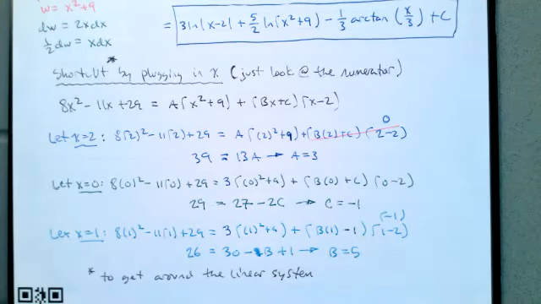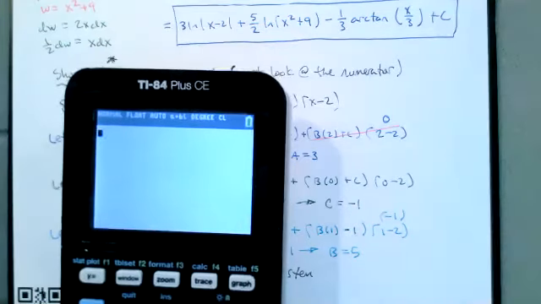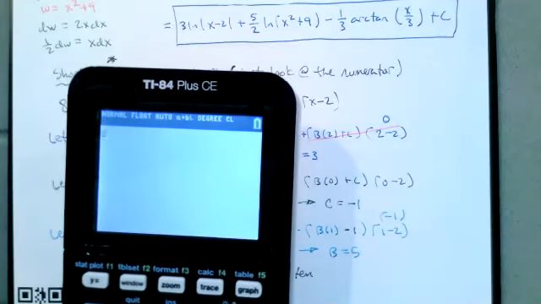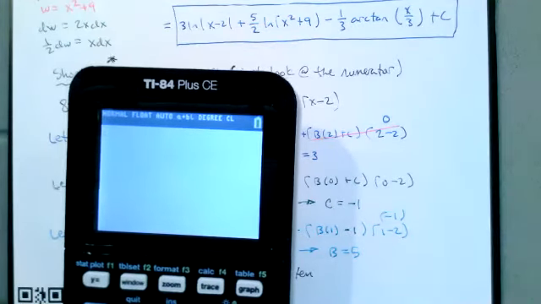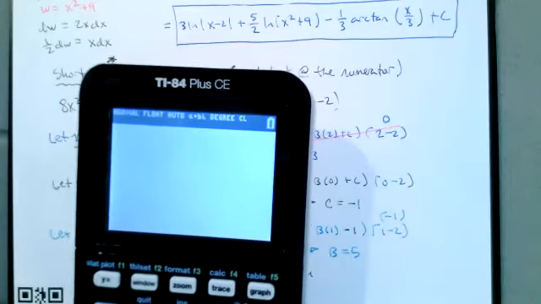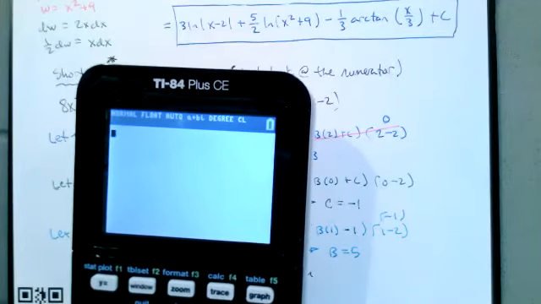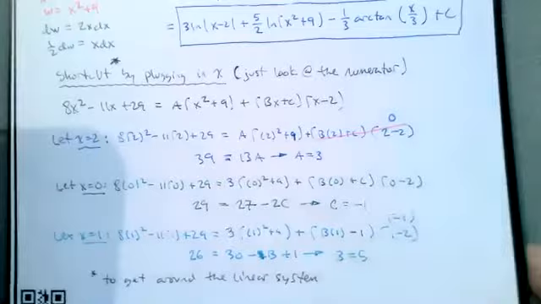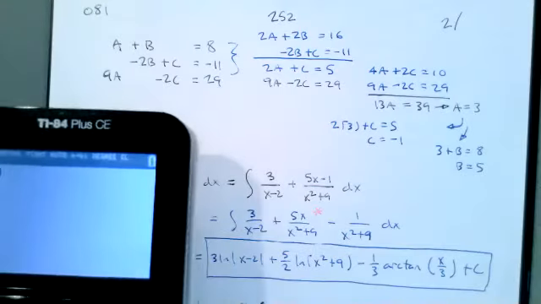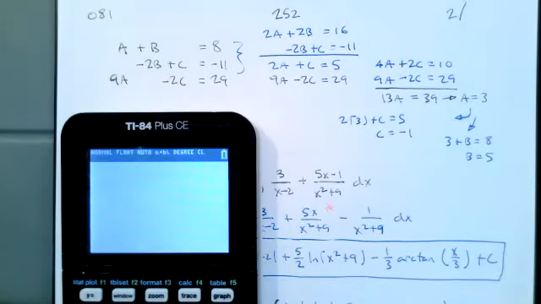But if the only technology you have is a TI-84, and the TI-84 does not do indefinite integrals for you symbolically, and it does not do partial fraction decomposition for you, you can use a calculator to solve the system, and you should know how to do that. So if the system we have is this, a plus b equals 8, that's going to smear something.